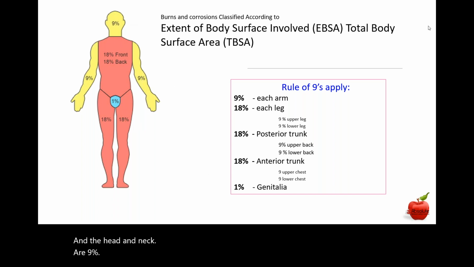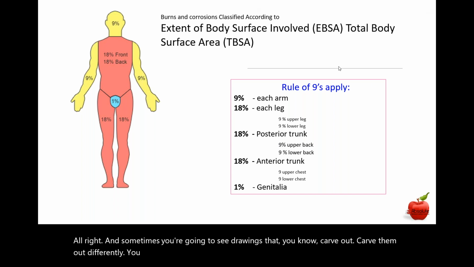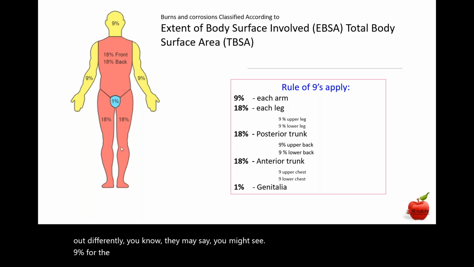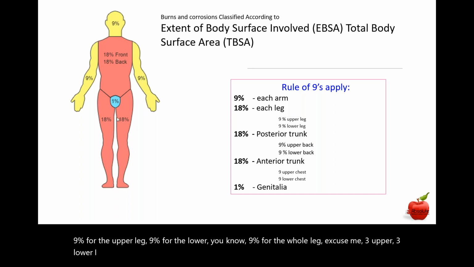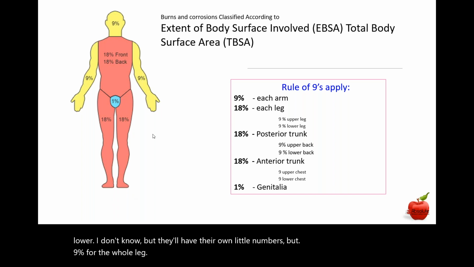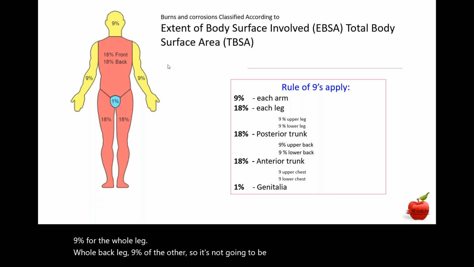All right. And sometimes you're going to see drawings that carve them out differently. You might see 9% for the whole leg, split 3 upper, 3 lower. I don't know, but they'll have their own little numbers. But 9% for the whole back leg, 9% for the other. So it's not going to be like that for the exam.